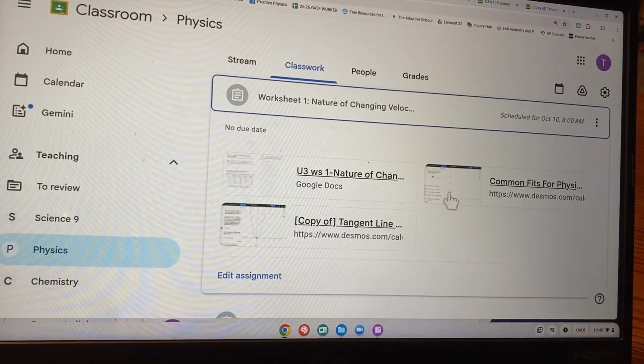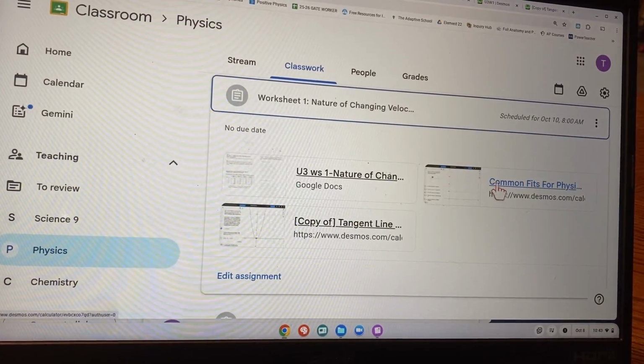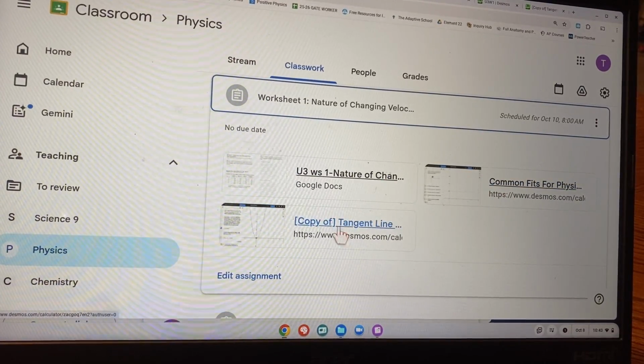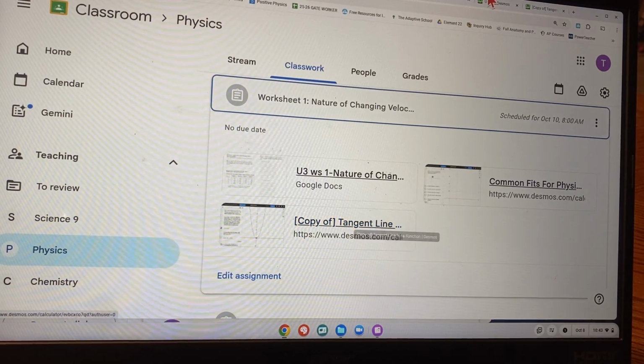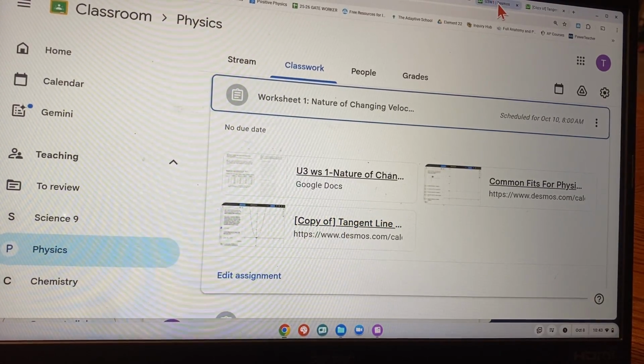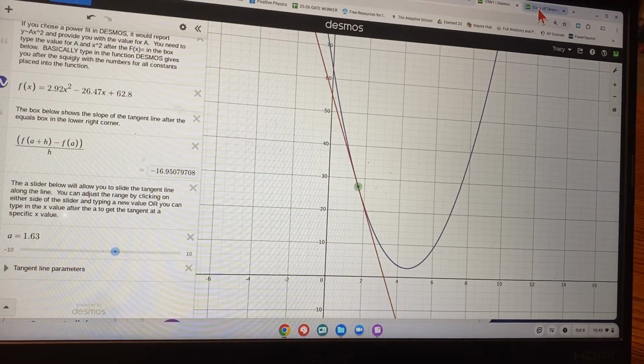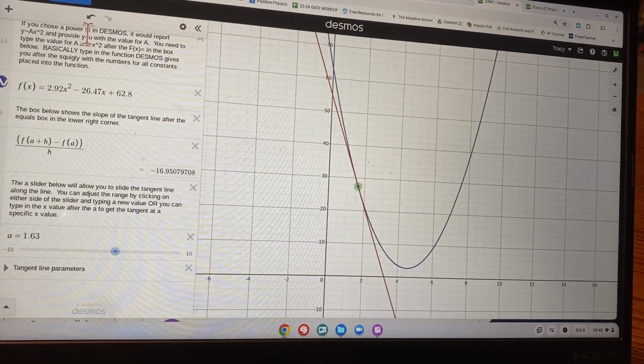Now on Google Classroom, I have the common fits for physics that we've been using. You're going to use that one to make your graph, and this copy of tangent line you're also going to use. So I have them already prepped, so you can pause and get to the point that you need to be in.